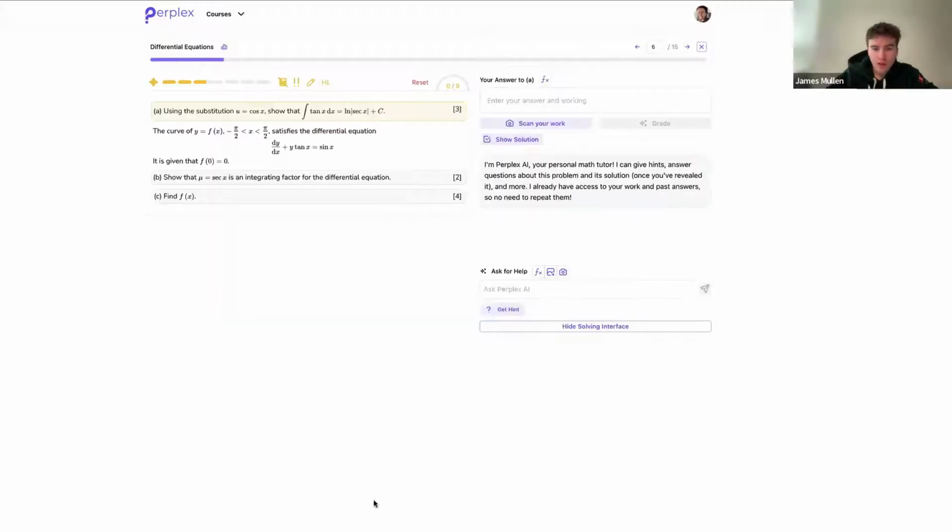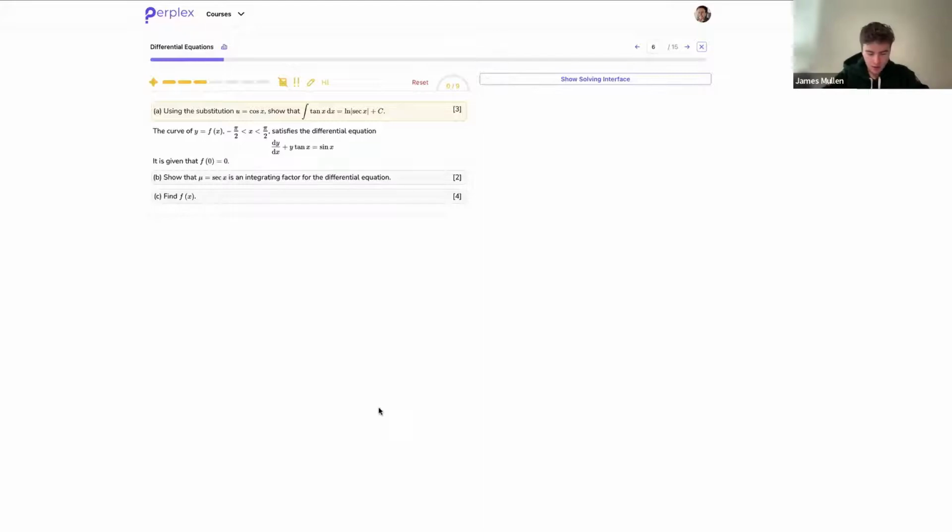All right. So we're going to do another IB style problem here. All right, let's go over the solution here. In part A, we're trying to show a certain integral using a particular substitution. In particular, we want to use u is equal to cos of x. So first thing I'm going to do is I'm going to write the integral as, tan x is sin x over cos x.